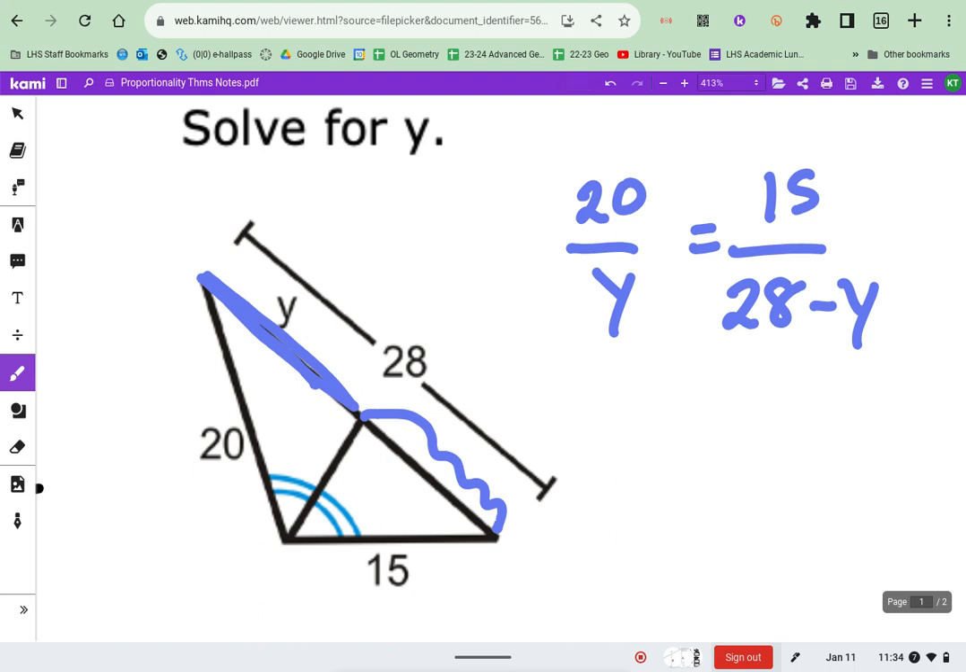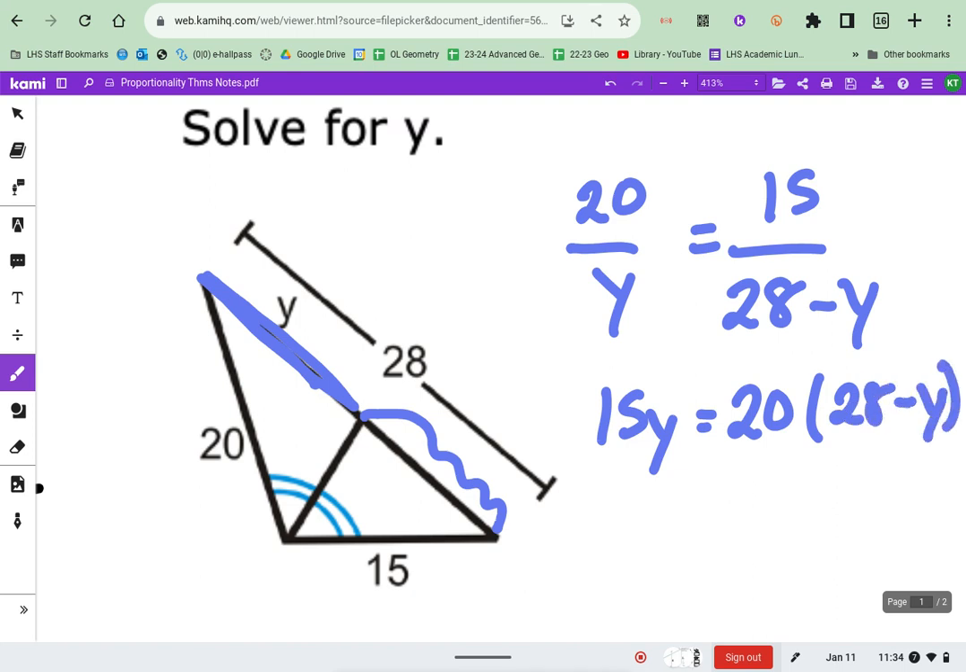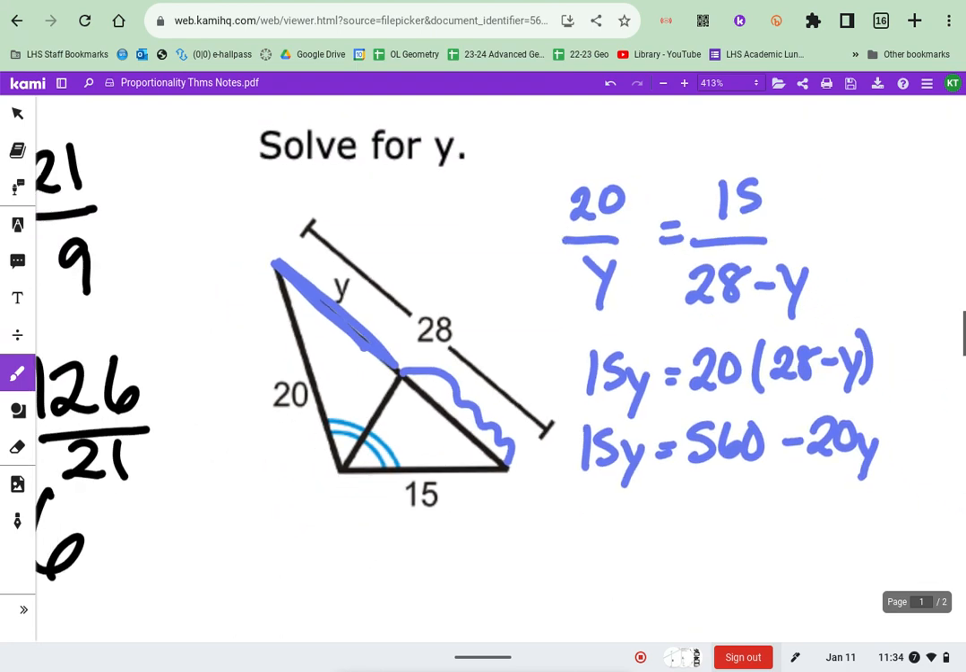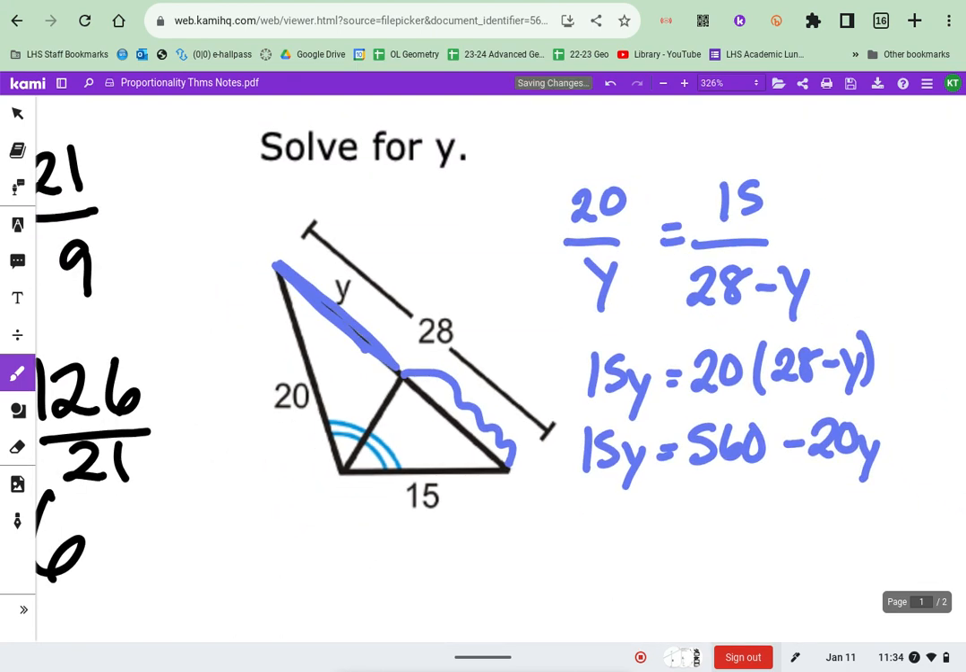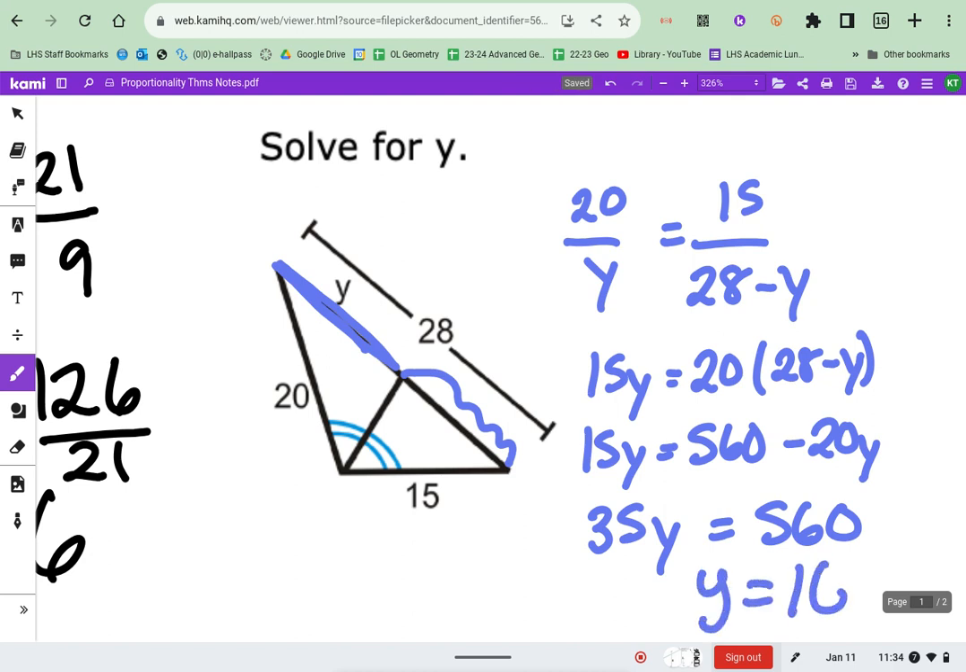And then we can cross multiply. We get 15y equals 20 times 28 minus y. So I got 15y equals 560 minus 20y. Add 20y to both sides. 35y equals 560. So y is 16.